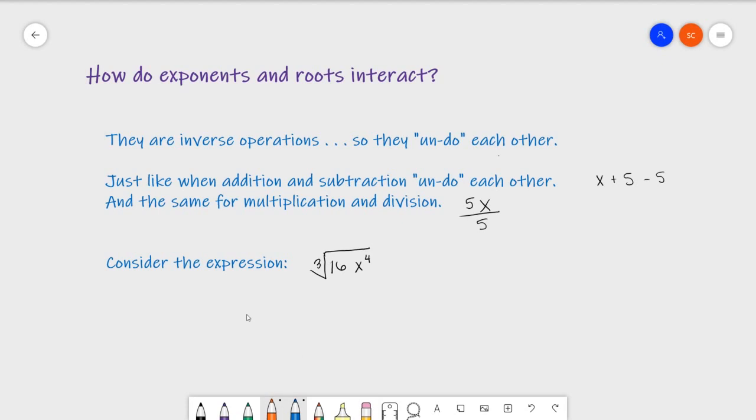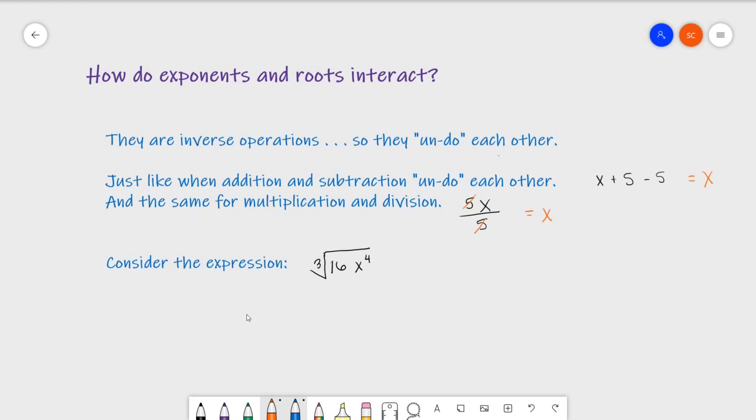If I take x, I add 5 and then subtract 5, well, I just get back to that plain old x that I started with. Multiplication and division, some of you might have thought of this idea of canceling, right? Because I've multiplied by 5 and I've divided by 5, it simplifies to x.